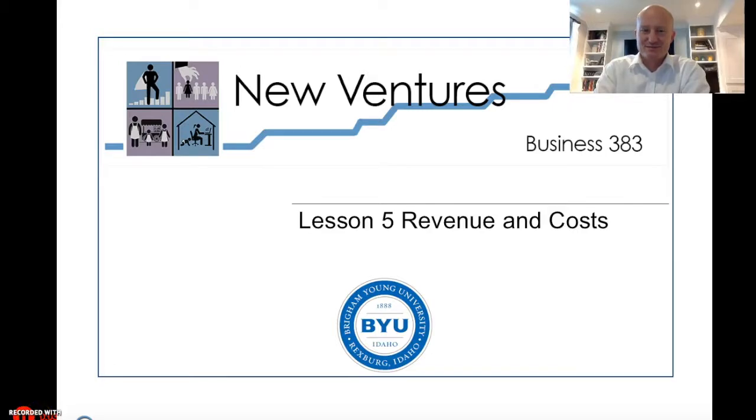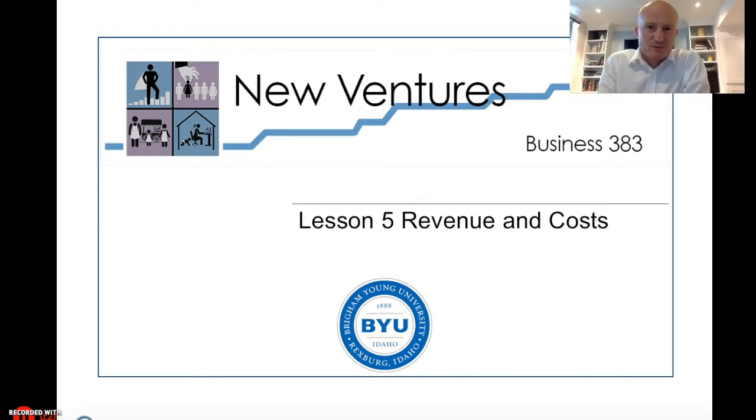Hey, we're in lesson 5. We're talking revenue and costs this week. This is an important week for us because, notice on the canvas, the revenue and costs are along the bottom of the canvas, and those are there on purpose because it represents the foundation of the canvas. In the center is the value prop, along the foundation, revenue and costs.